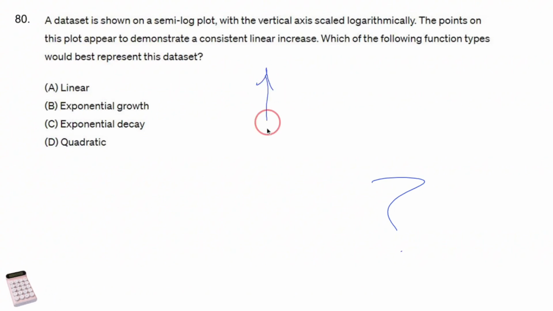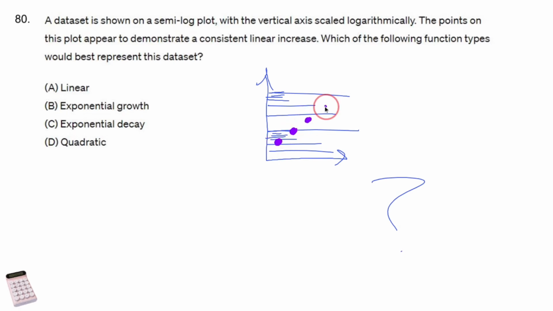If you have a semi-log plot, and I'm not even going to attempt to really draw this, but you might remember semi-log plots kind of start out here and then things kind of simplify or get closer to that, and then this happens. Well, if on a semi-log plot you have dots going up and to the right, that does not indicate a linear equation because semi-log plots, their vertical axis are scaled logarithmically. And it says that right there. So this is not linear. What you have going on is exponential growth.